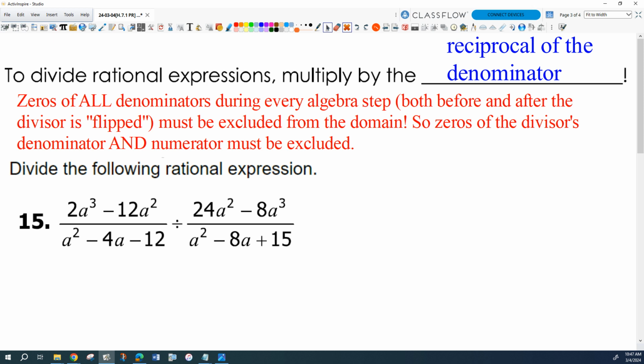Okay, but here's the part that you have to be careful about when you divide. You can never divide by 0. So you have to look at the exclusions before and after you flip the second expression, right? Anytime there's a factor in the denominator, at any step during the process, you have to exclude all the zeros of that denominator. So you're going to get an extra layer of exclusions when you're doing a division problem that you didn't have with multiplication.